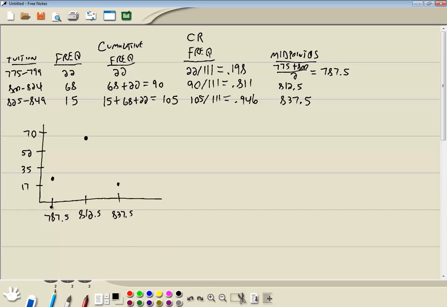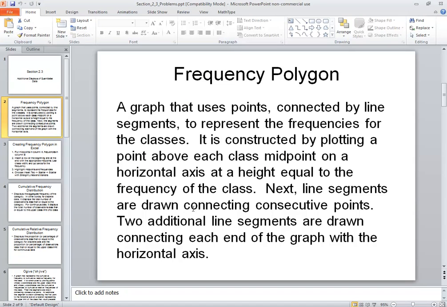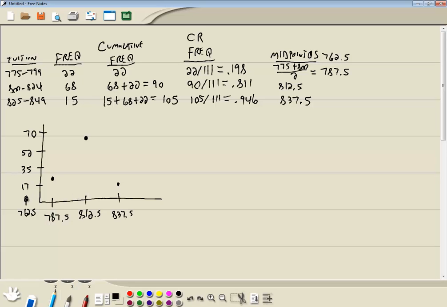So they also want us to put in a dummy point. So if I subtract 25 from this, that gives us 762.5. Yeah, 25. Okay, and then this will be a 762. So I didn't do it quite right. Here's 762. I should have read the entire instructions. And this starts at 0. So then line segments are drawn. So connect them.